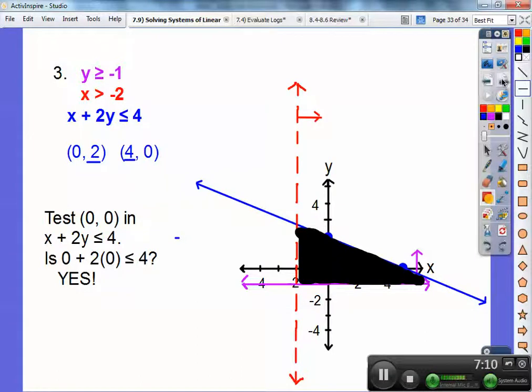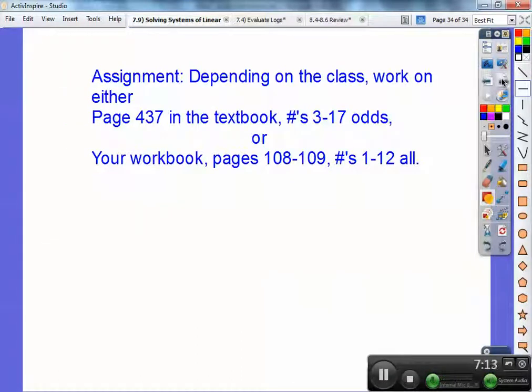Okay, now depending on which class you're in, and you have the textbook, you can do page 437, 3 to 17 odds. If you have the workbook, you can do pages 108 to 109, 1 through 12, all. Or you can have a worksheet that your teacher feels is more appropriate.